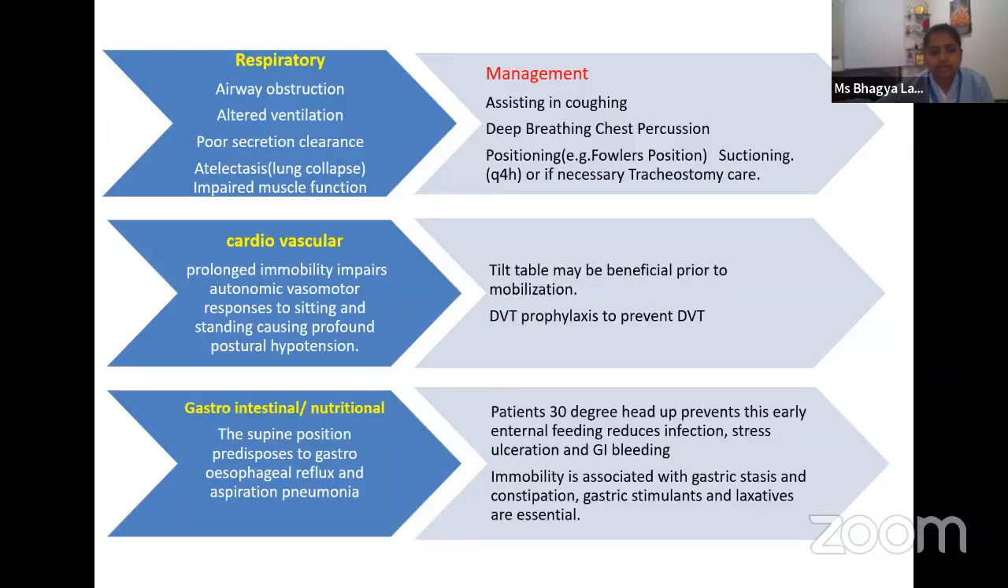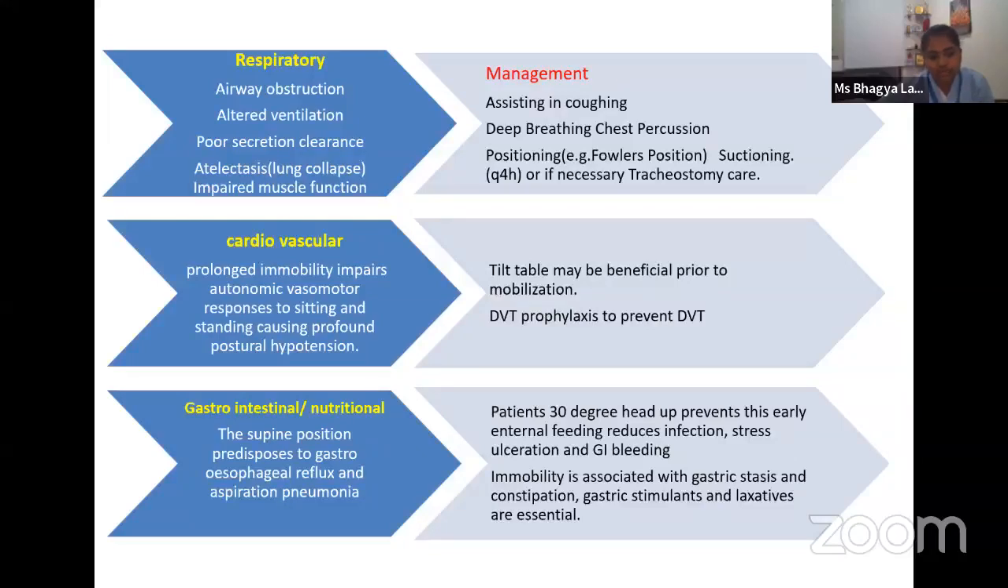Then comes cardiovascular. If prolonged immobility impairs the autonomic vasomotor responses, sitting and standing cause profound postural hypotension. Prolonged immobility may lead to DVT. Not only that, the chances of PE are also high. So we have to enable the patient, with the help of the physiotherapist and the consultant's orders, to mobilize as early as possible, and have DVT prophylaxis in place to prevent deep vein thrombosis.